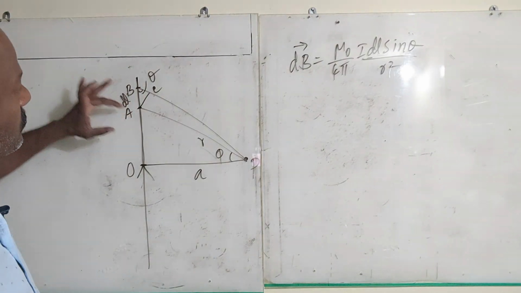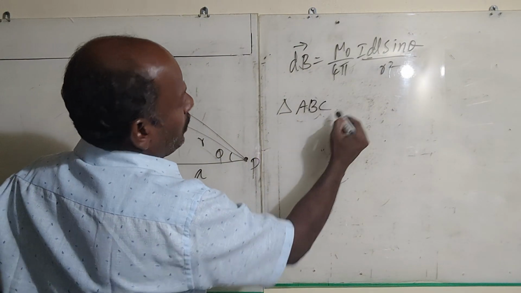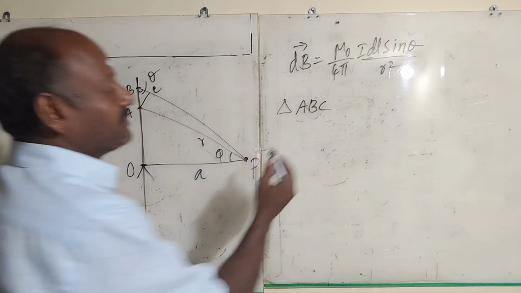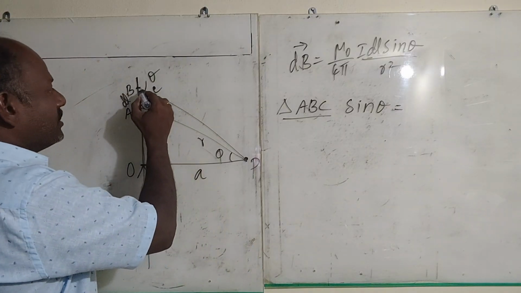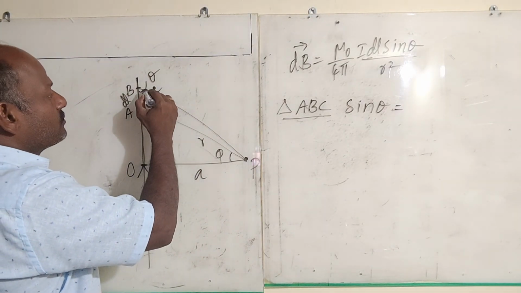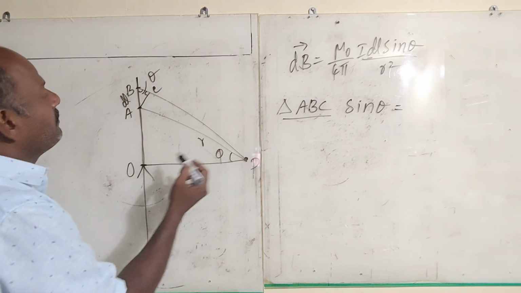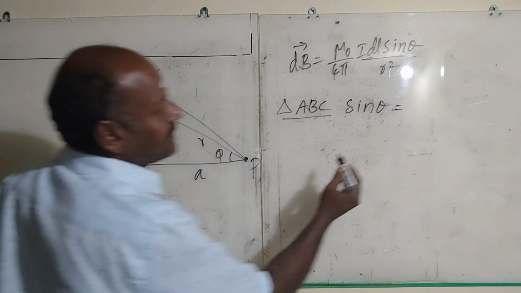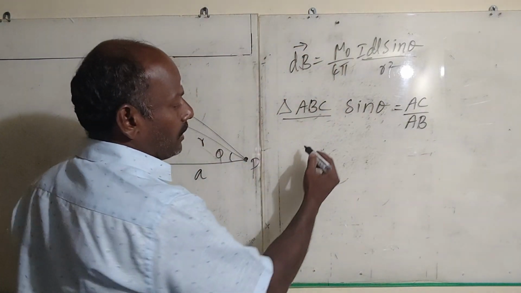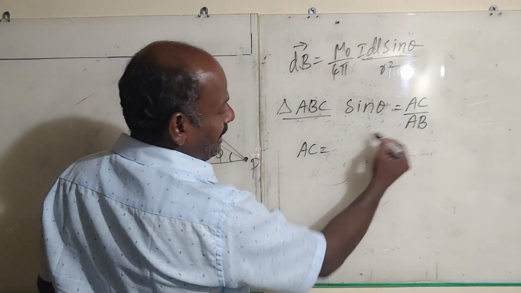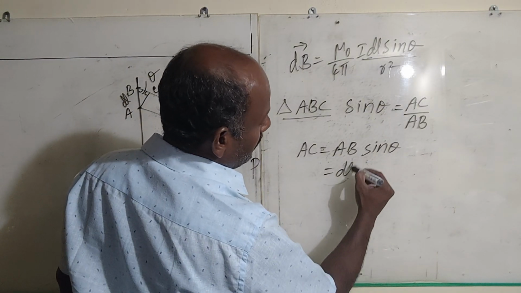First, let us solve this triangle, that is triangle ABC. In the triangle ABC, I am just writing what is sine theta. See, this is theta and this is the right angle, so this will be the adjacent side and this will be the opposite side. So sine theta will be equal to AC by AB, or AC is equal to AB sin theta, that is dl sin theta.